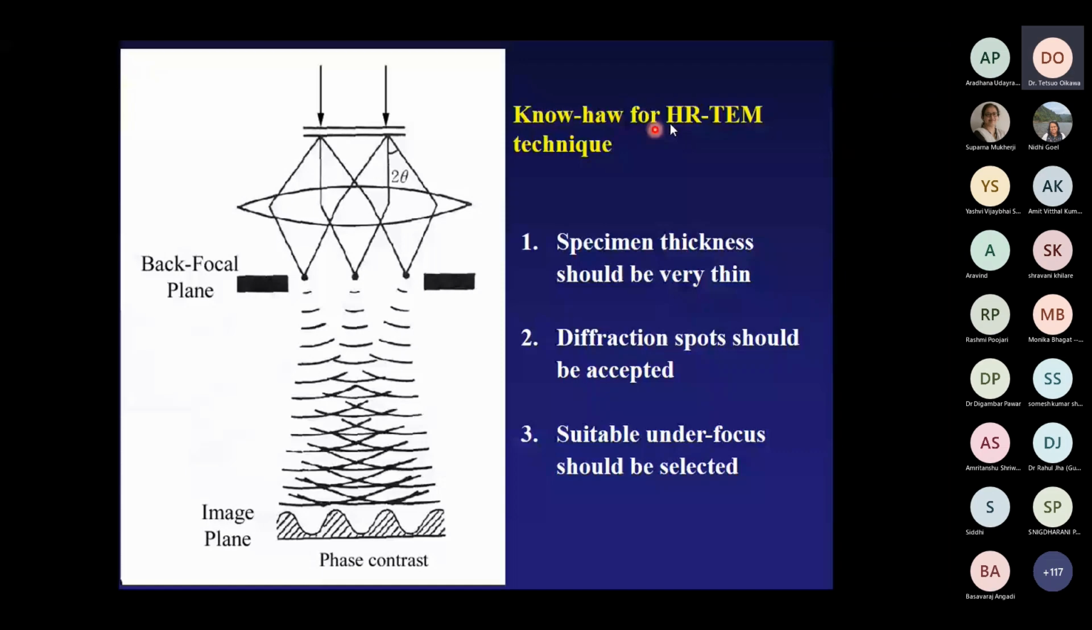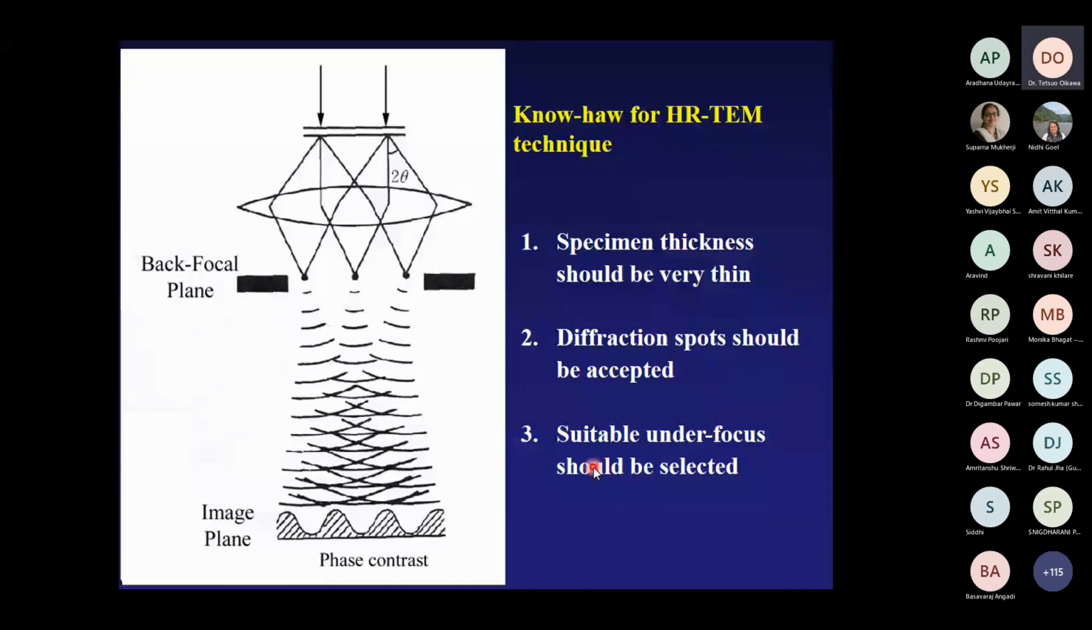And also, the diffraction information, the scattered electrons, should be accepted by a big objective aperture. It's very important. Okay, if a small aperture is applied and scattered electrons are omitted, we cannot obtain high resolution imaging. And also, in order to generate high contrast of the interference fringe, a suitable under focus is recommended. This is the so-called optimum under focus, or Scherzer focus, condition.